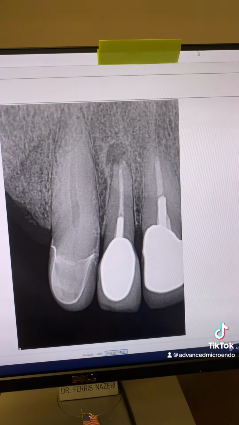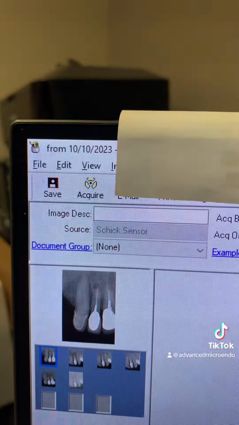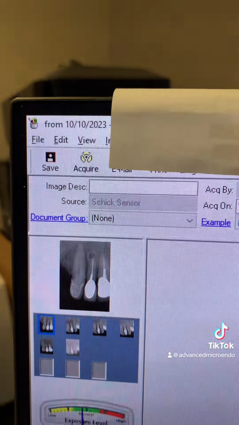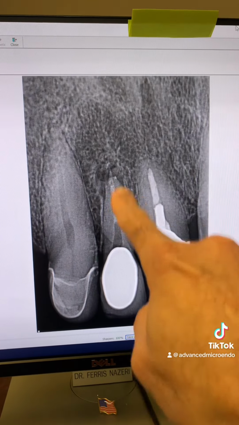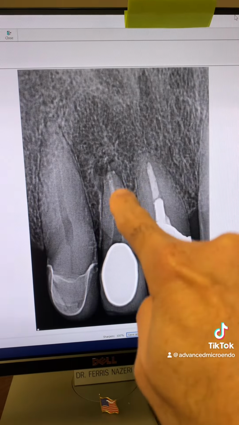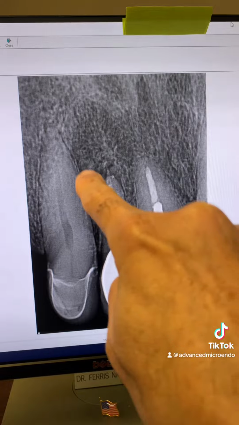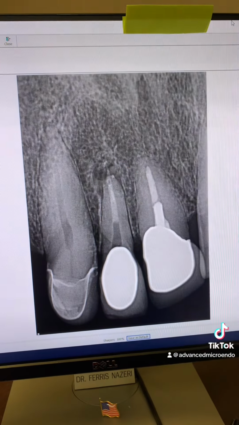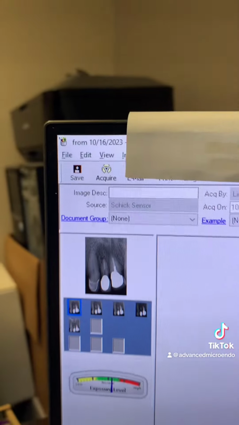Now let me show you the radiographs. So you can see this is 2 months ago when I first saw him. This was immediately after we redid the root canal for him. And this is MTA. This is all MTA. And again, you can see the periapical radiolucency there. And again, here's the date. As you can see, it was only 2 months ago.